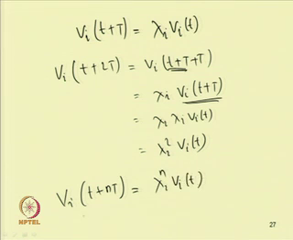Now, if we are interested in finding the solution as t tends to infinity, that means n also tends to infinity. So we can write the equation as n tends to infinity: v_i(t+nT) will be equal to lambda_i to the power infinity into v_i(t). So, v_i(t+nT) equals lambda_i to the power n into v_i(t).